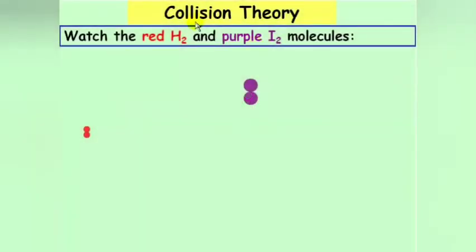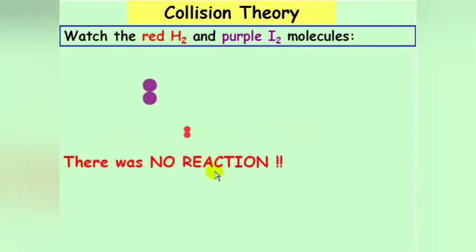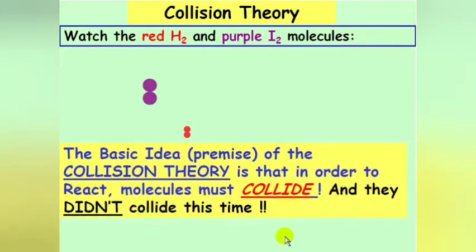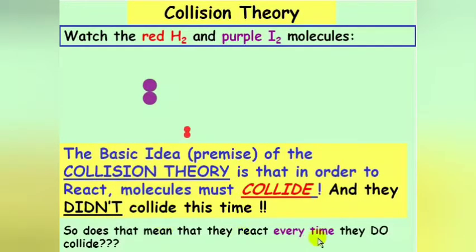This video is all about collision theory. Let's consider the reaction between H2 and I2. We'll color the H2 molecules red and the I2 purple. Let's watch them as they move. Was there a reaction? No, there was no reaction. Why not? The basic premise of the collision theory is that in order to react, molecules must collide. And as you can see, they didn't collide this time.